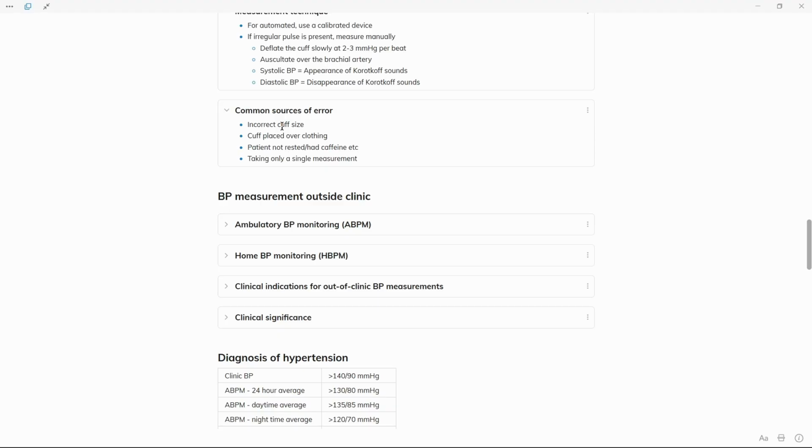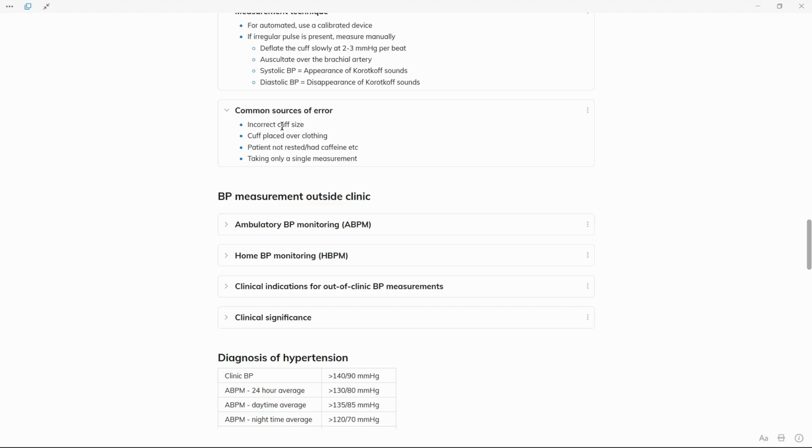The second common source of error is that the cuff is placed over the patient's clothing. If the patient is wearing very loose, non-restrictive clothing, that probably wouldn't matter too much. But if they're wearing, for example, a jacket, then you're not squeezing the arm correctly because their sleeves are in the way. Other common sources of error is the patient is not rested. They've just come running into the clinic because they are late for their appointment, or they've had two shots of espresso beforehand, or they're talking during the measurement, or they're moving during the measurement, and those are also common sources of error.